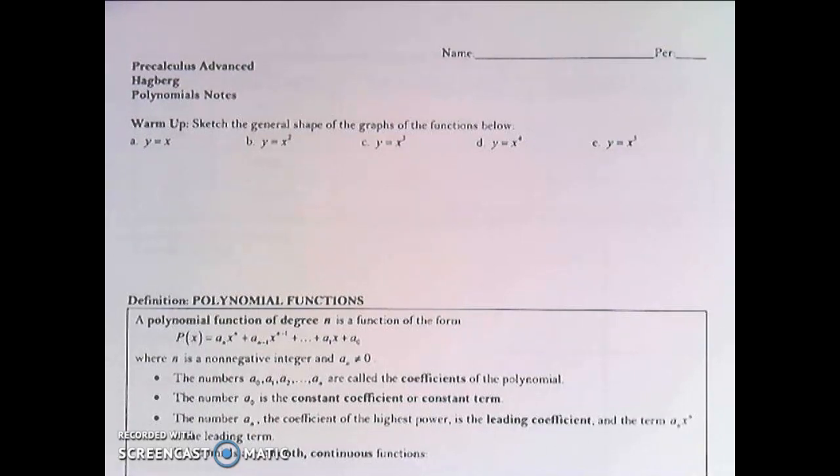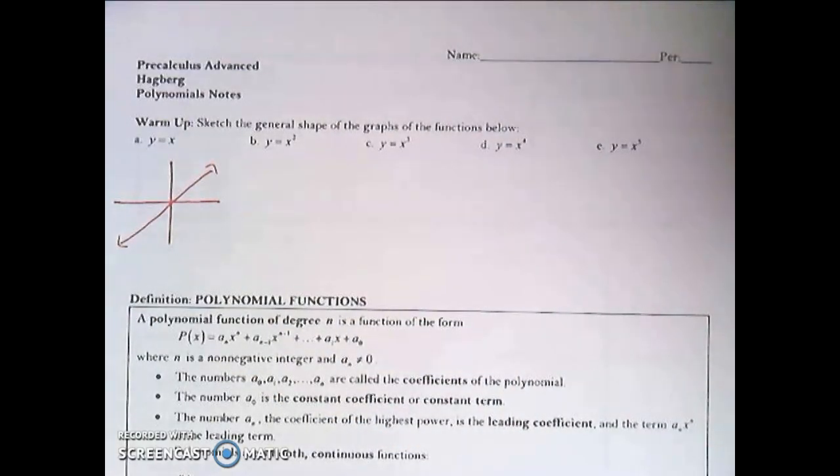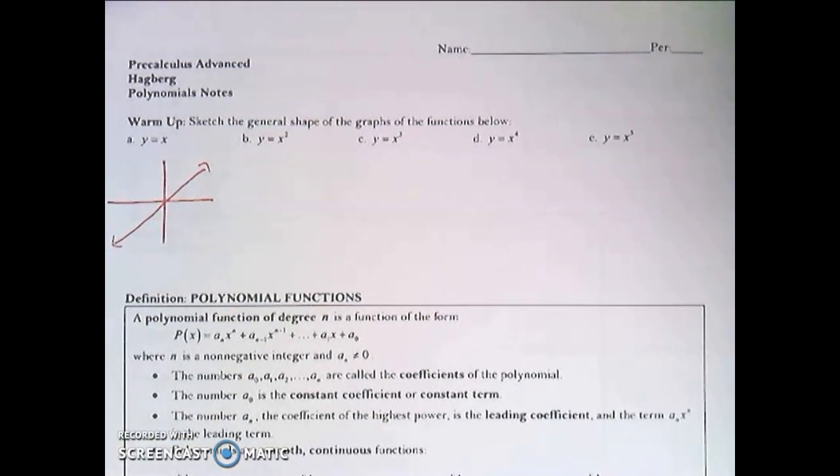This first one, we've got y equals x. This is the parent function for a linear function. So the shape of this graph is a straight line through the origin that is diagonal, of course a slope of 1. This is a linear function.